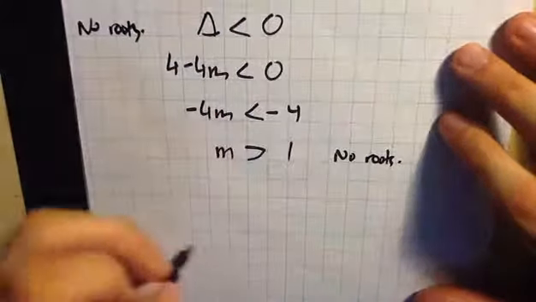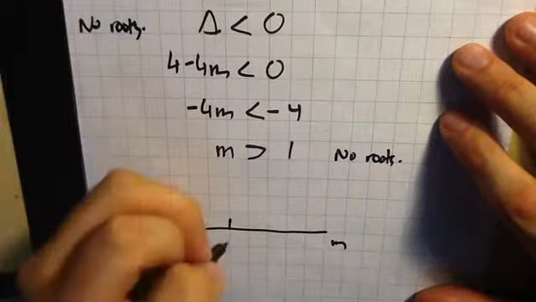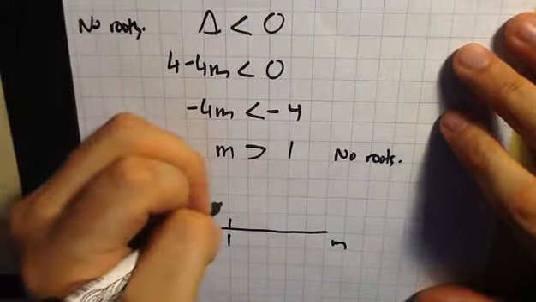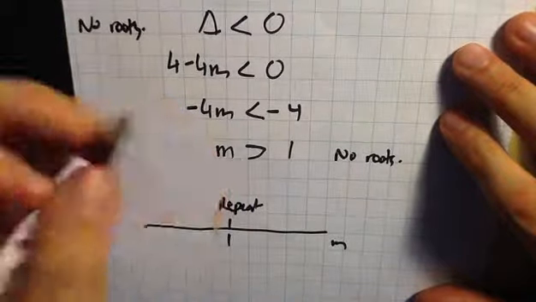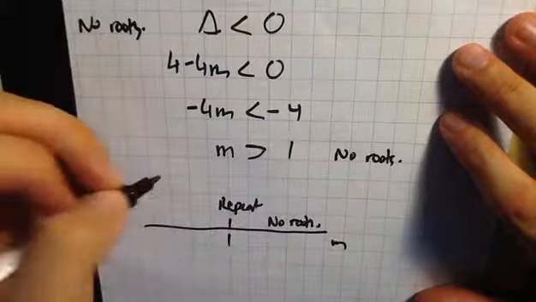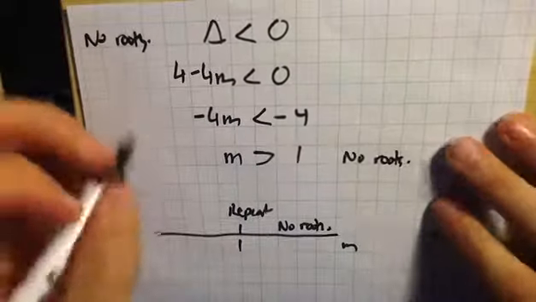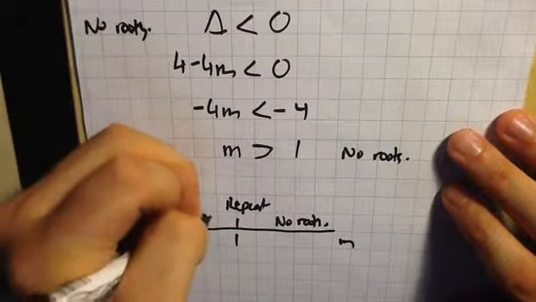So therefore, if I was to do just a mock sign diagram of m here, at 1 there is repeated roots. When m is greater than 1, there's no roots, and when m is less than 1, like that before, it has 2 distinct roots.